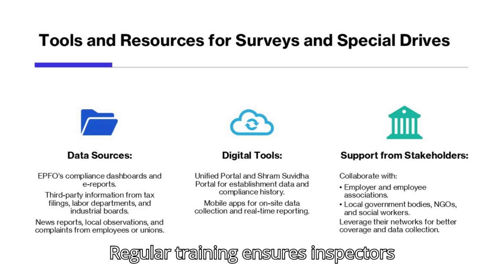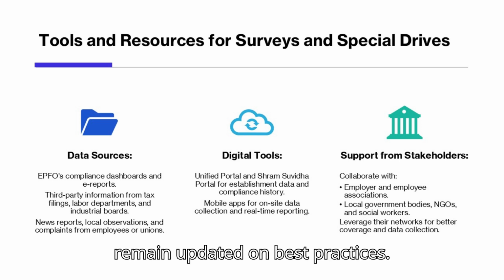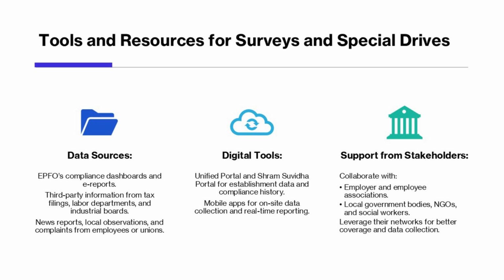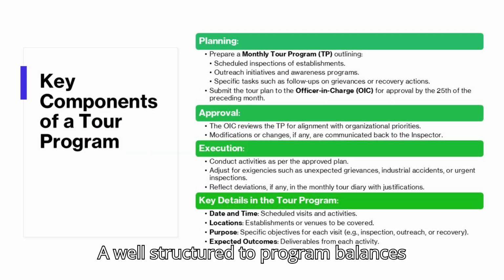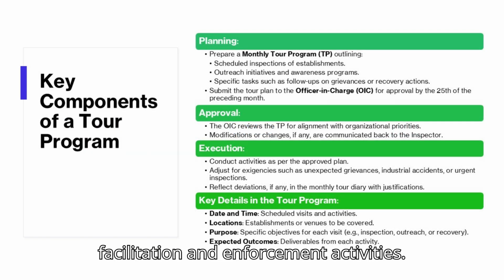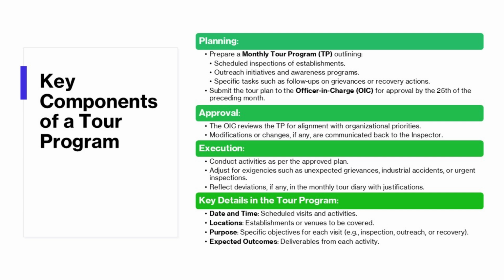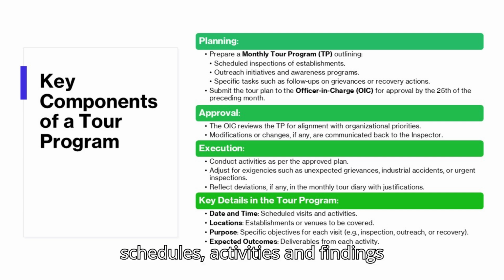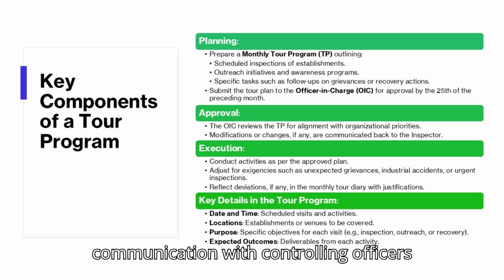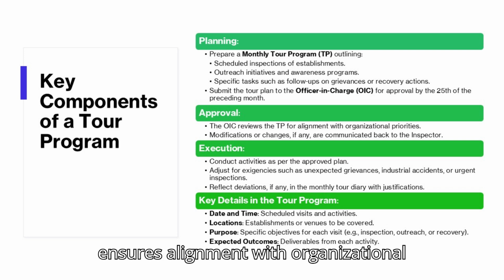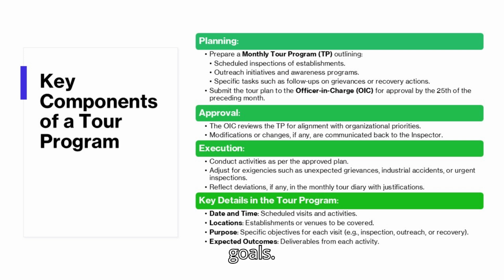Regular training ensures inspectors remain updated on best practices. A well-structured program balances facilitation and enforcement activities. Inspectors should document their schedules, activities, and findings comprehensively. Regular communication with controlling officers ensures alignment with organizational goals.